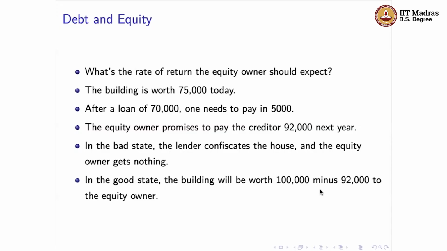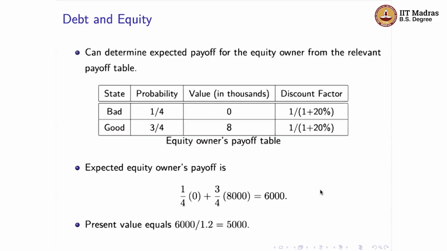So we can put all these numbers in the payoff table for the equity owner as well. So again, you have these two states, bad and good. Probability of bad is 1/4. Probability of good is 3/4. If it is a bad state, then the value of the building to the equity owner is worth 0, because the entire amount, 60,000, will be taken over by the lender. And if the state is good, then the value of this building is worth 8,000, because out of the actual value of the house, which is 100,000, 92,000 is going to go to the lender, right?